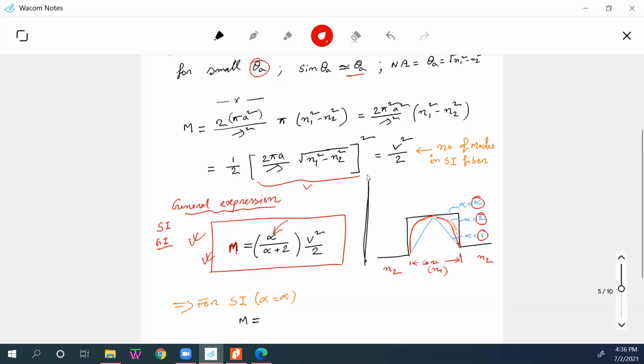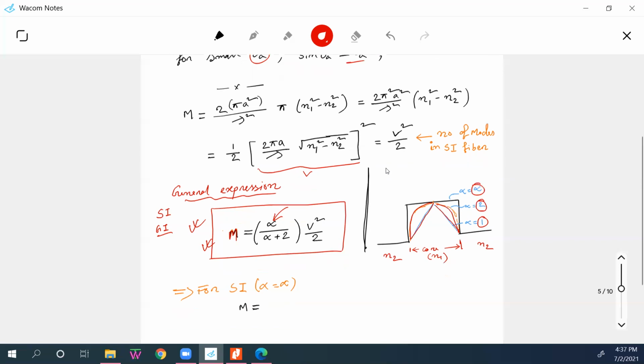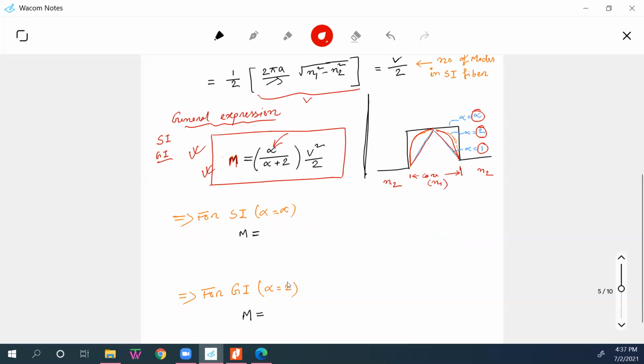If alpha becomes 1, it's like a triangle profile. So the shape changes. If you put alpha equal to 2, it's a gradient index fiber. If you put alpha equal to infinity, it will be a step index fiber. So what is M if alpha equals infinity? Infinity plus 2 is also infinity, so M is V square by 2.